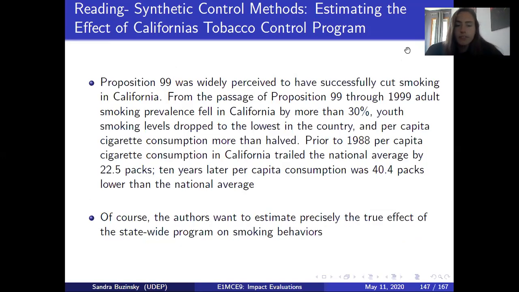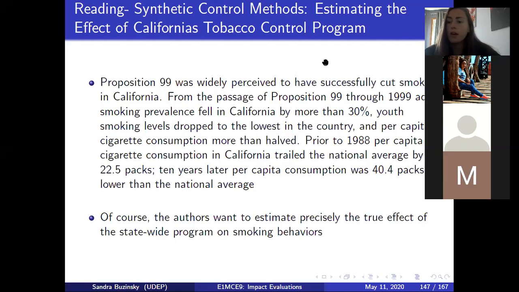Okay, so Proposition 99 was widely perceived to have been successful at cutting down smoking in California. After the passage of Proposition 99, from 1988 through to 1999, adult smoking in California fell by over 30%, youth smoking dropped to the lowest level in the country, and per capita cigarette consumption more than halved. So it seems like even the people that were still smoking are smoking less volume.